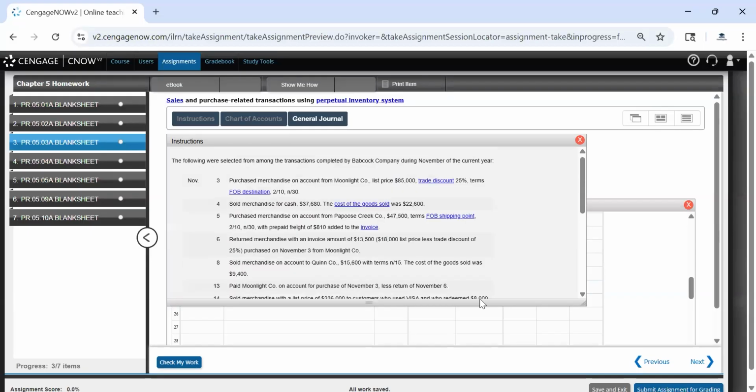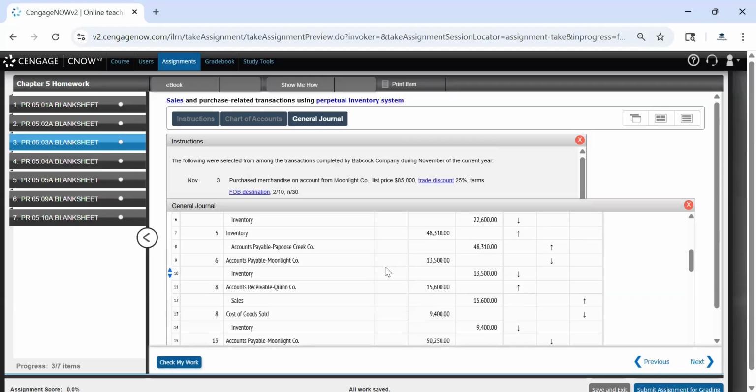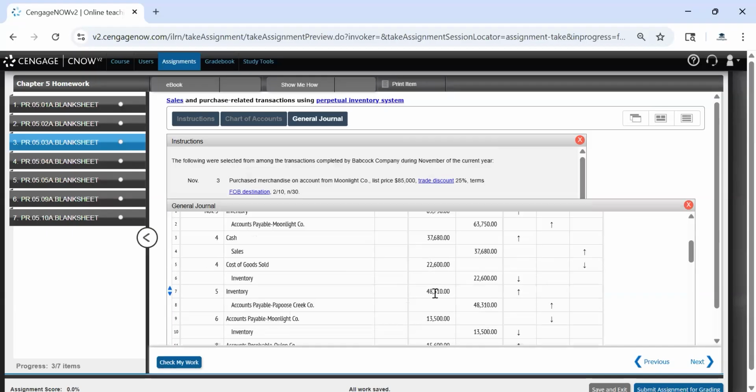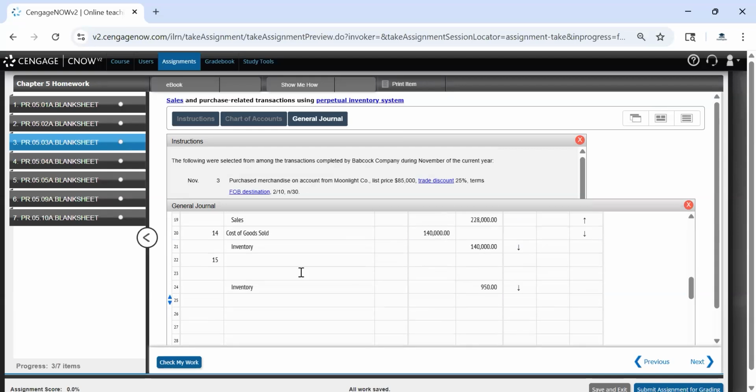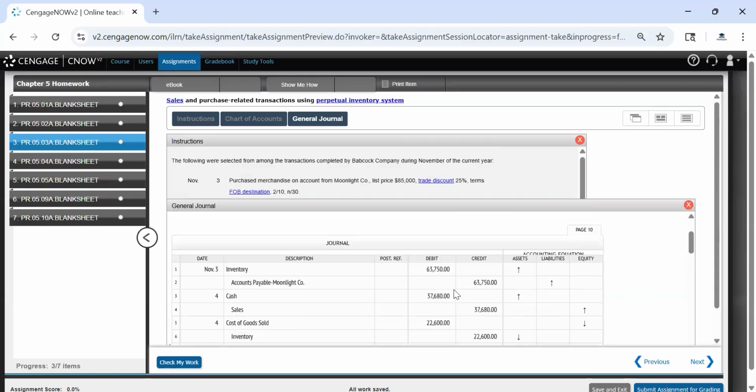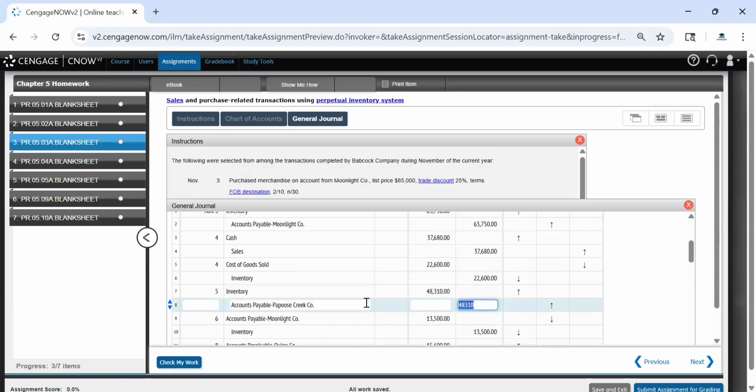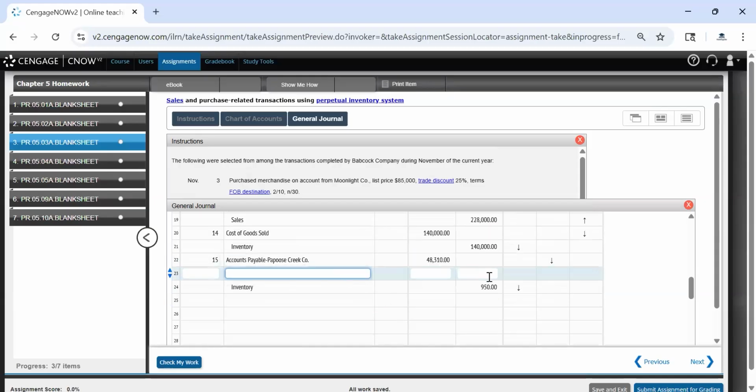And our total balance of the accounts payable, that's what we initially accrued for accounts payable Peppo's Creek, and that's $48,310. The $48,310 minus the $950 discount, our total that we actually pay on this invoice is $47,360. And that's a credit to cash.